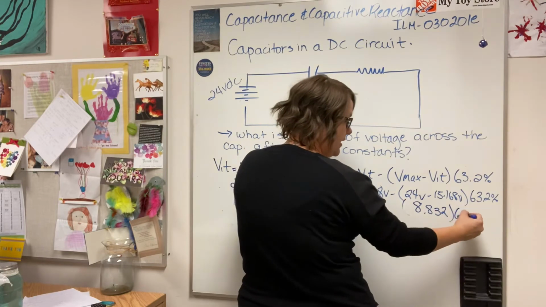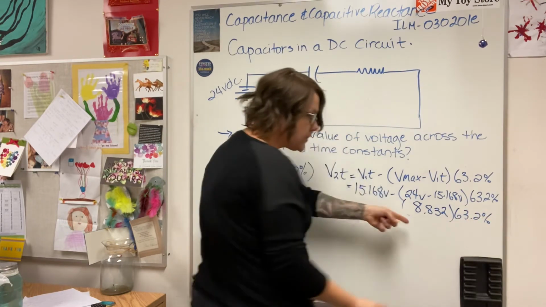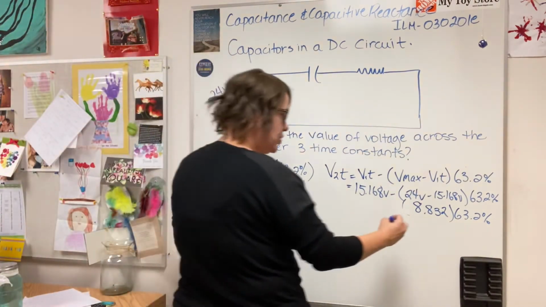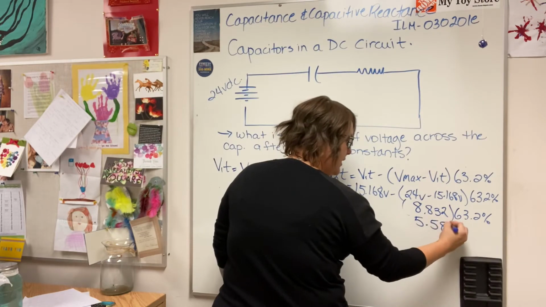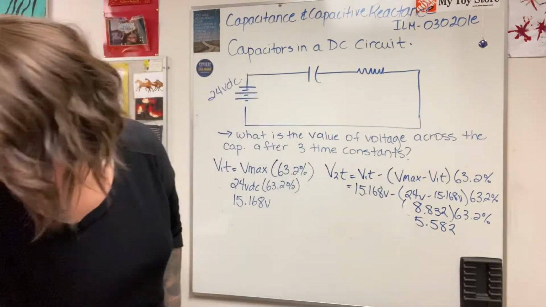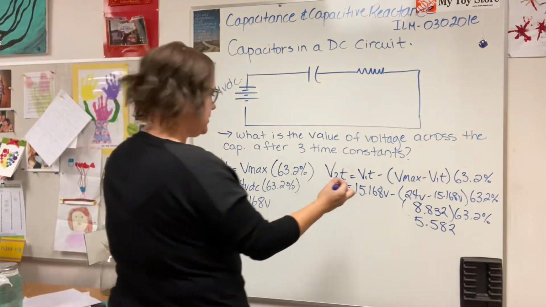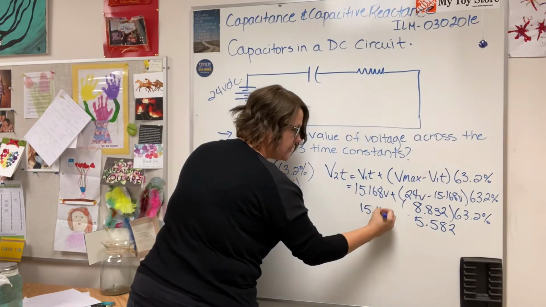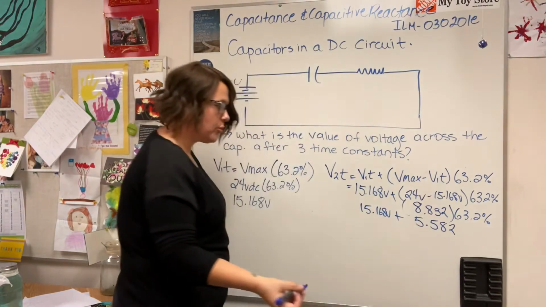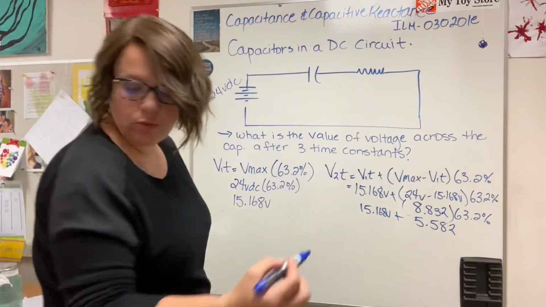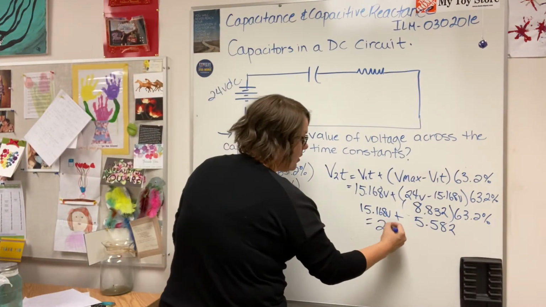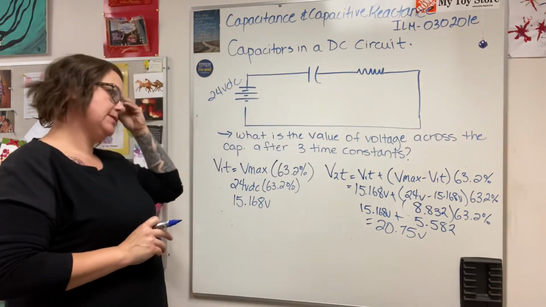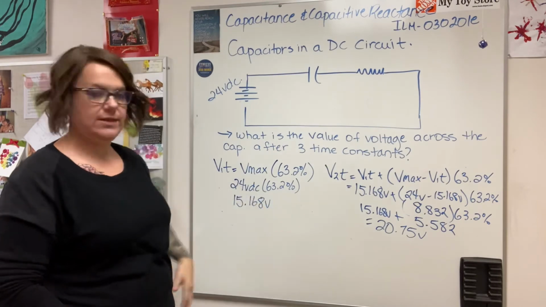Then you apply the 63.2% to the bracket first, and that gives you 5.582. That's supposed to be an addition here, not a subtraction. I add that 15.168 volts to the 5.582 volts, and that gives me 20.75 volts. So across the capacitor after 2 time constants, I have a value of 20.75 volts.